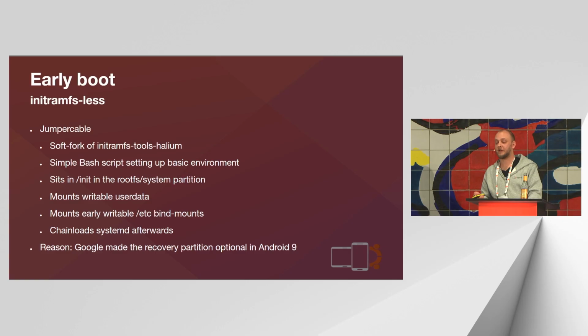Then there is initramfs-less, something that I came up with because of the Pixel 3a. It is basically copy-pasting the code from initramfs-tools-halium and putting it in /init in the system, which then gets used during early boot. It does similar things. It mounts some of the writable paths, sets those things up, and chain loads systemd afterwards. The reason? Google made the recovery partition optional in Android 9. So the Initramfs part of the kernel image is actually being used for the recovery, and based on a command line flag, it either boots into the system or into the Initramfs.